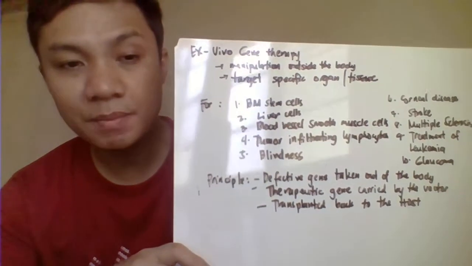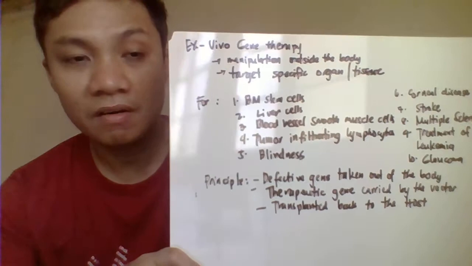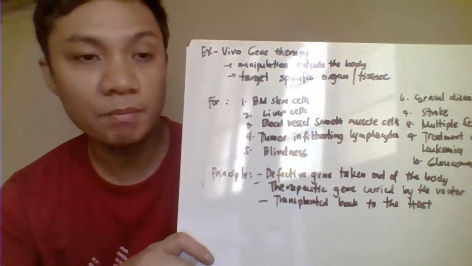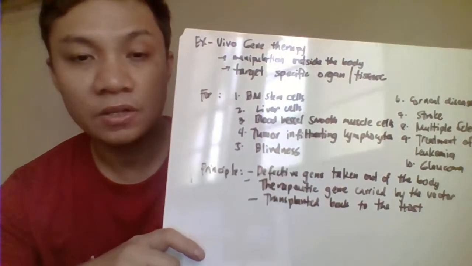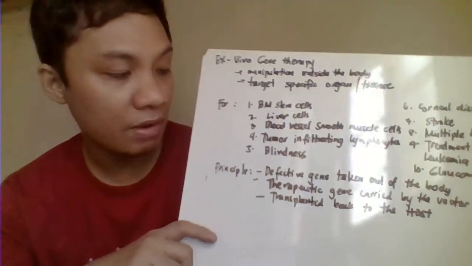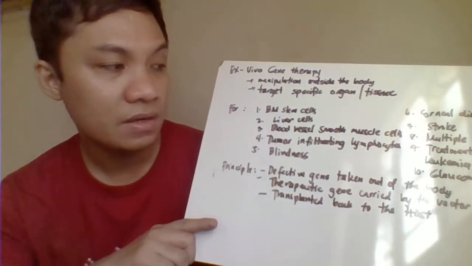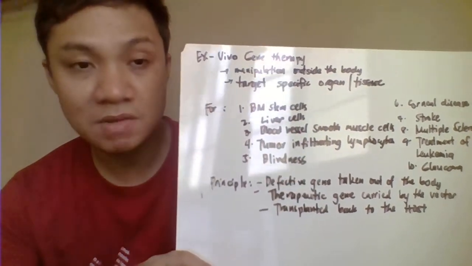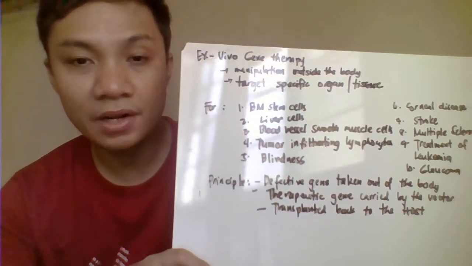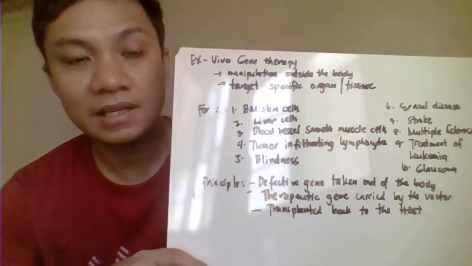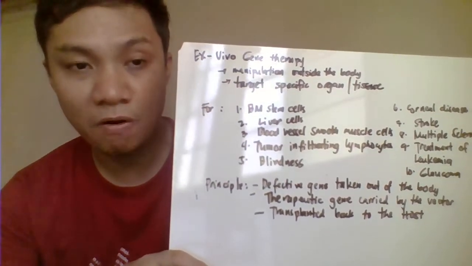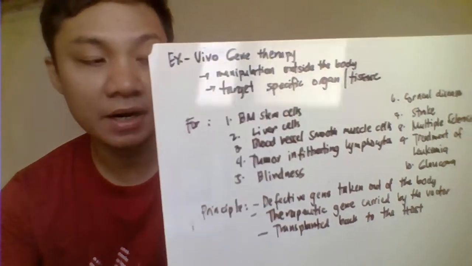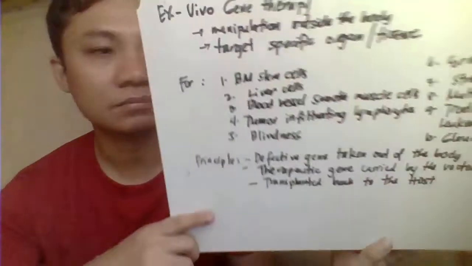Okay, so this is used basically for the treatment of specific organs in our body which are affected. Like for example, bone marrow cells, tumor infiltrating lymphocytes, blood vessel and smooth muscle cells, including liver cells. It is used for the treatment of blindness, corneal disease, including eye infections like glaucoma, and even the treatment of leukemia and multiple sclerosis.